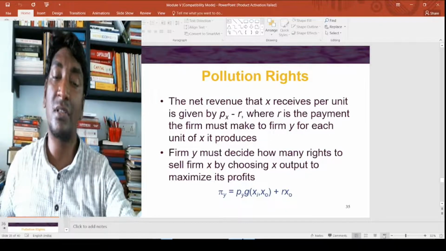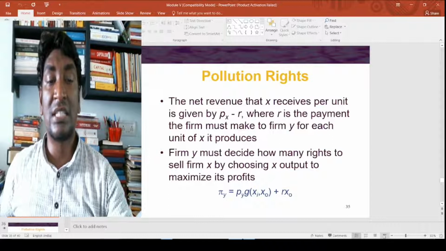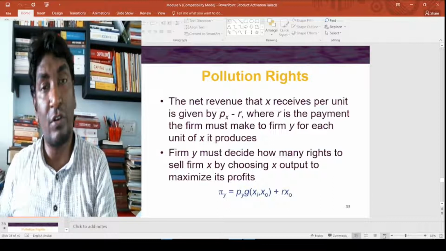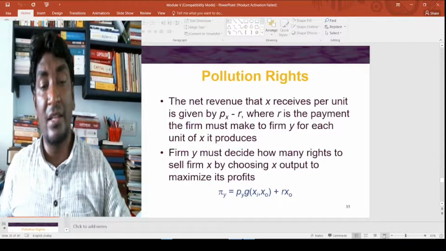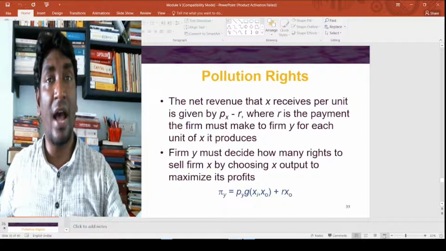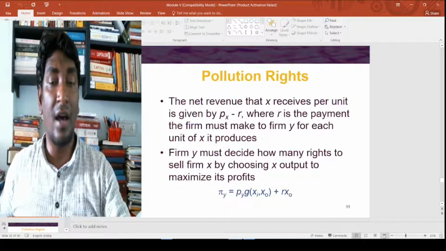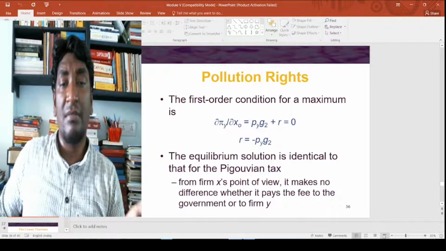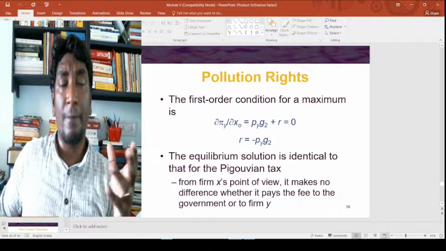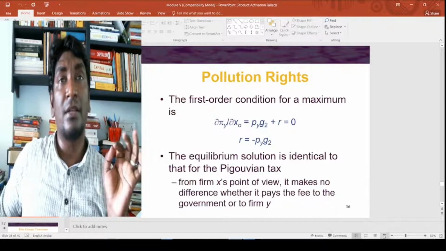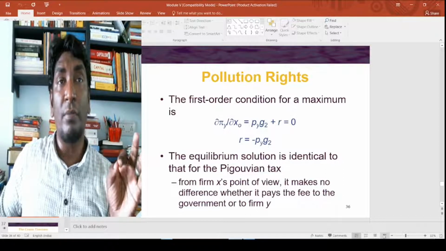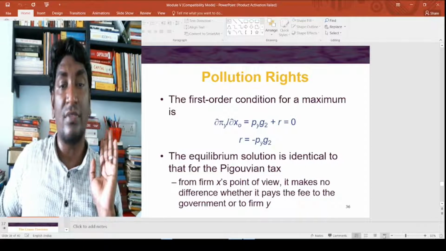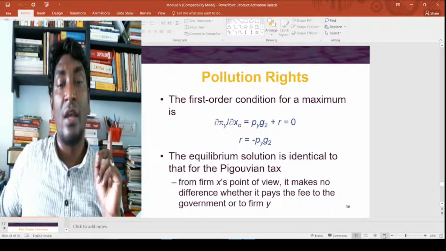So firm Y must decide how many rights to sell to firm X by choosing X's output to maximize its profit. So pi Y is equal to p by g times Xi x0 plus r x0. Now, the first order condition is very obvious to all of you. The dou pi Y by dou x0 is equal to p by g2 plus r, which is equal to 0. So r is equal to the inverse of p by g2.